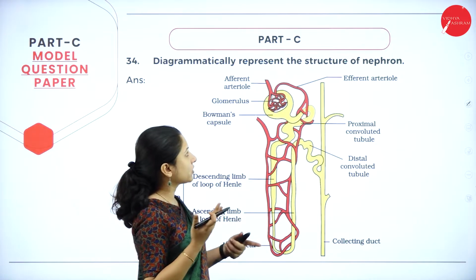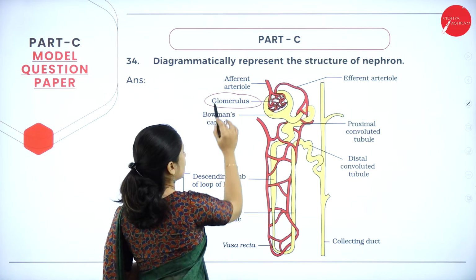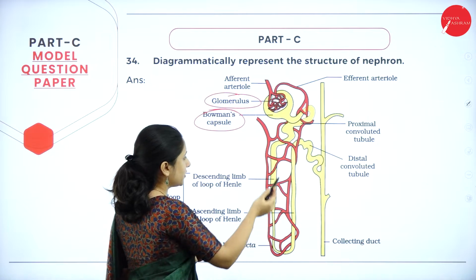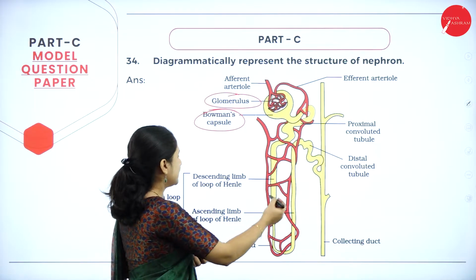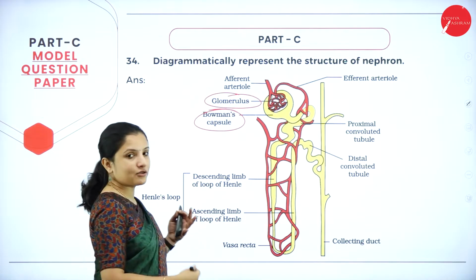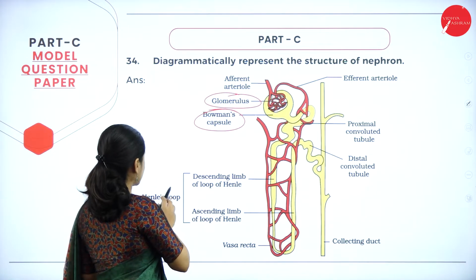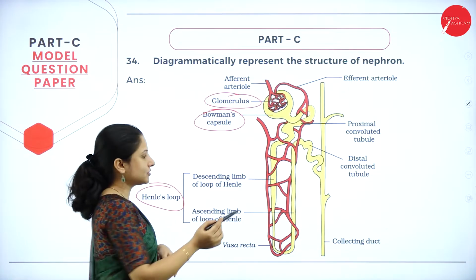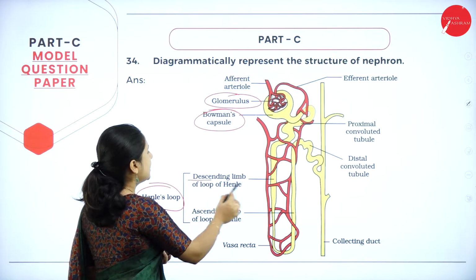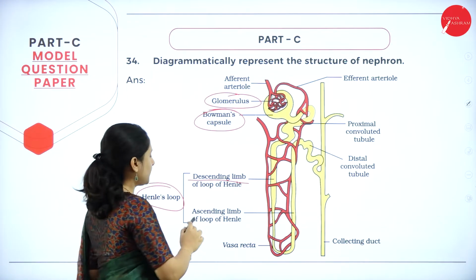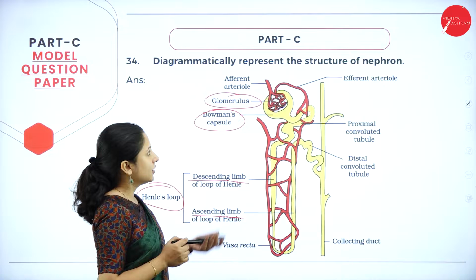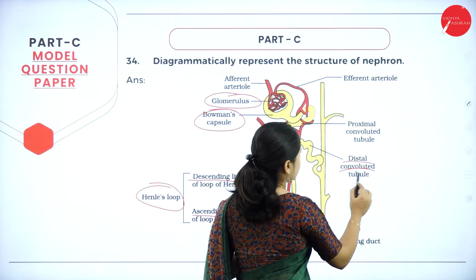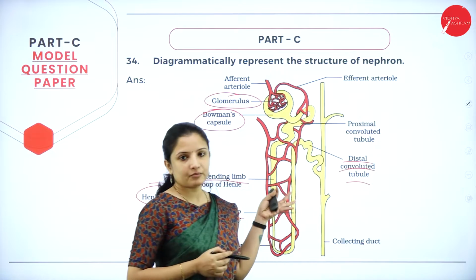So you can write about the glomerulus, you can write the Bowman's capsule, then you can write the Henle's loop, which is there. This is the Henle's loop. If you forget to write ascending loop and descending loop, you can just mention it as Henle's loop. Or if you need to divide it into two markings, you can mention particularly the descending limb of Henle's loop and the ascending limb of Henle's loop. So 4 to 5 markings you can do. Then you can do the distal convoluted tubule, all these different markings.